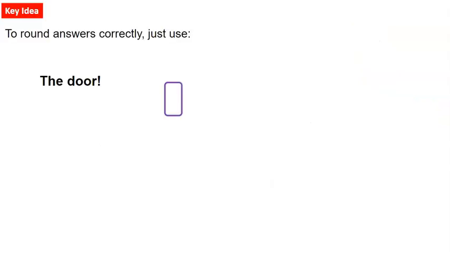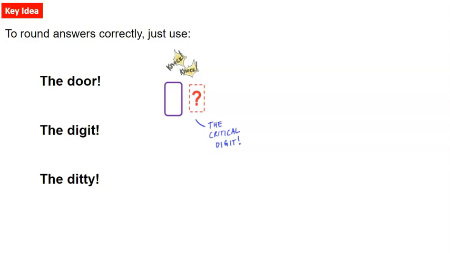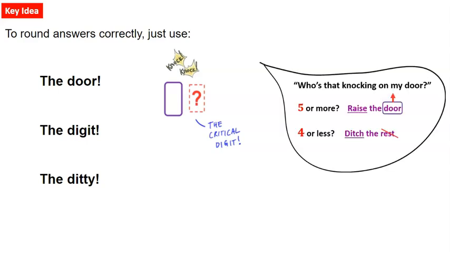To round answers correctly, just use 3 things: the door, the digit, the ditty. Ditty is a slang word that means song. Here's the little song. Who's that knocking on my door? 5 or more, raise the door. 4 or less, ditch the rest. That's the song. Now I'll show you how to use the door, the digit, and the ditty.